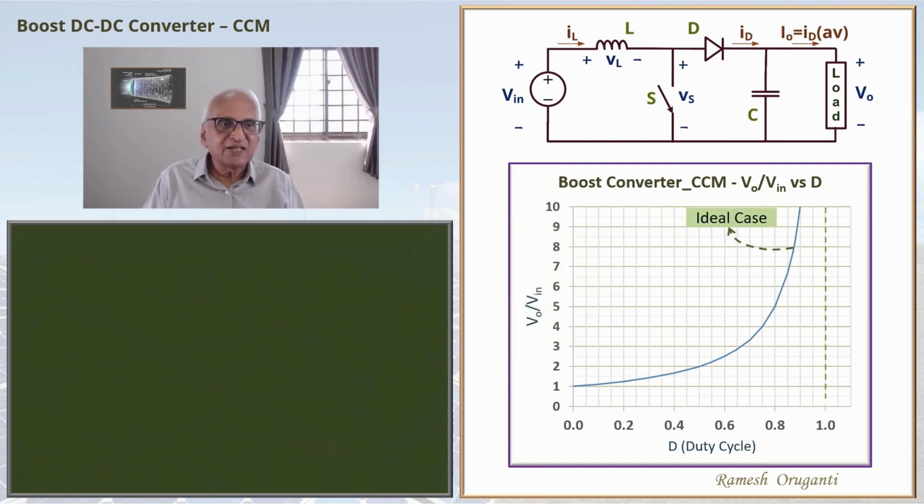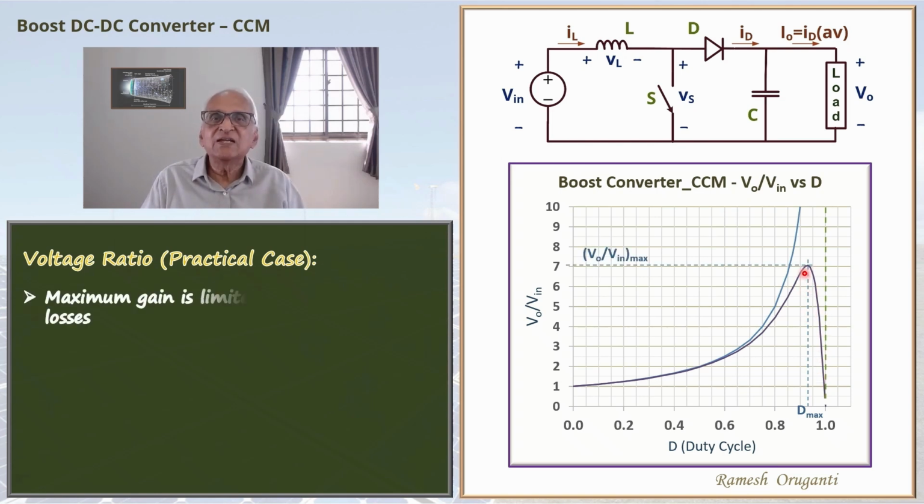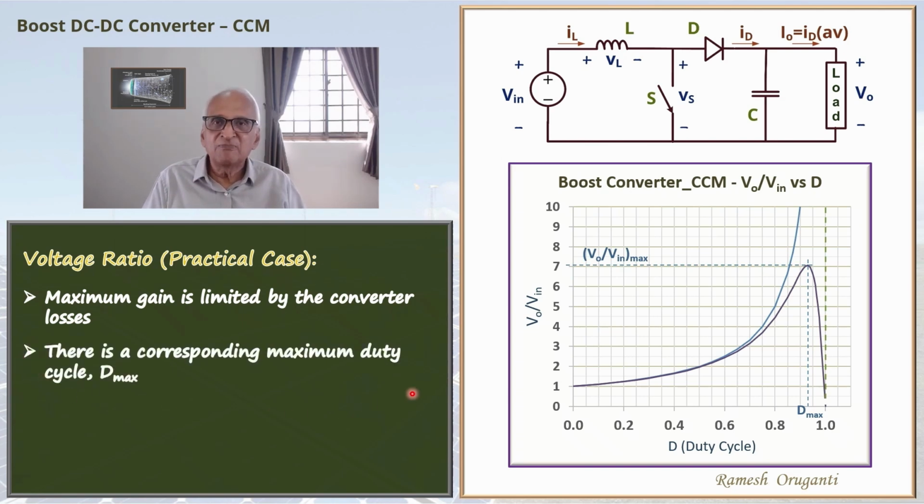Typically, a practical boost converter will have the characteristics as shown. This is because of losses in the circuit. Beyond a certain duty cycle, you will find that the gain starts to fall. So the maximum gain is limited by the converter losses. We cannot take a 5-volt power supply and boost it to 50 kilovolts. Corresponding to this, there is a maximum duty cycle, D max. If you go beyond this, as D increases, the voltage will fall rather than go up.